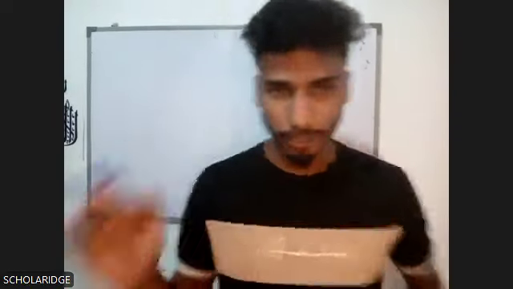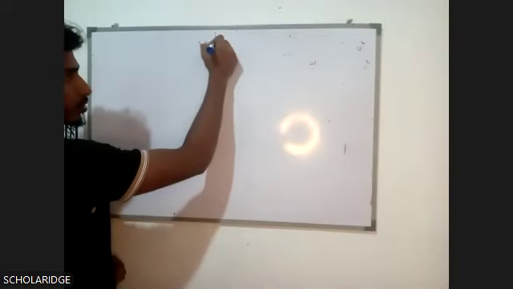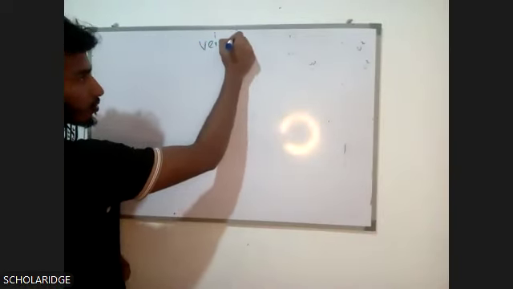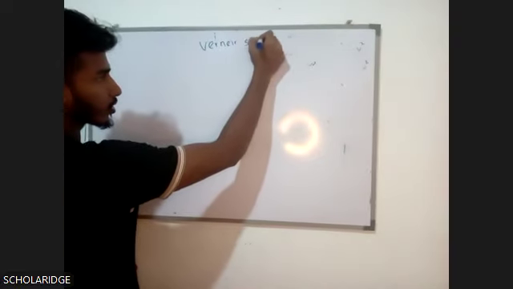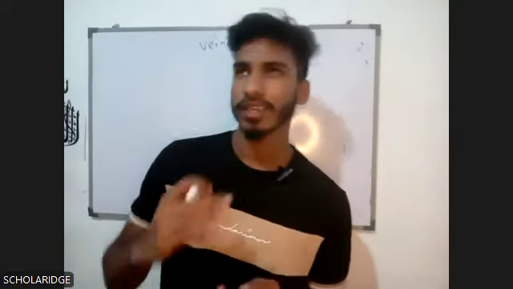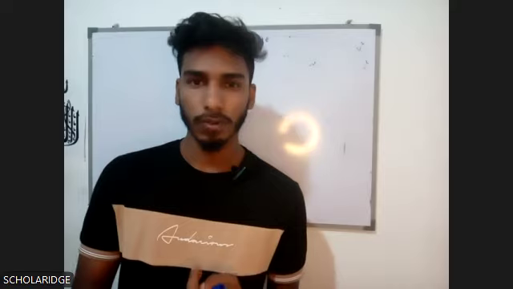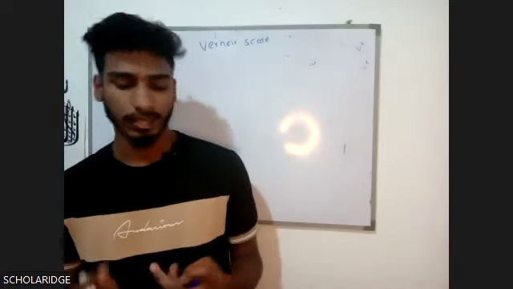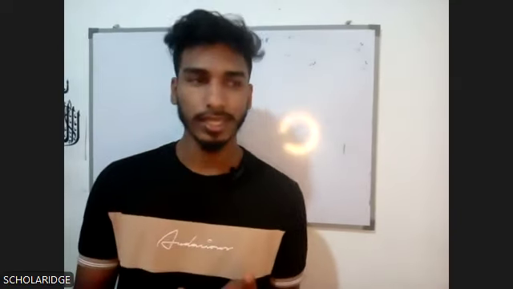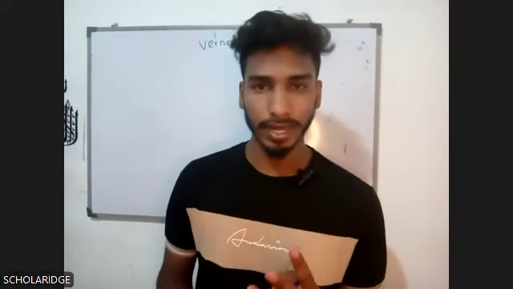Okay, we'll start with the measuring instrument part. So we'll start with the vernier scale. Now you know that in our measuring instruments, we are questioned mainly on 4 instruments. This one is going to be our vernier scale, and the other one is going to be our micrometer screw gauge. The third one is going to be the spherometer, and finally we'll be having the traveling microscope.